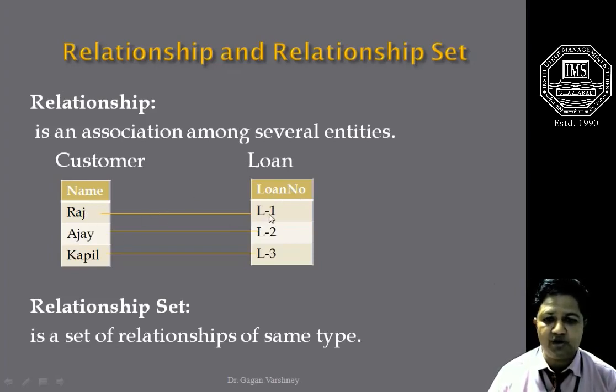Raj is associated with loan number L1, Ajay is associated with loan number L2, and Kapil is associated with loan number L3. And next is relationship set. A relationship set is a set of relationships of the same type. As is clear from the figure, a relationship set can be represented with the help of a table where the customer attribute can directly be associated with the loan attribute with the help of the relationship set. That relationship set may be named customer loan.